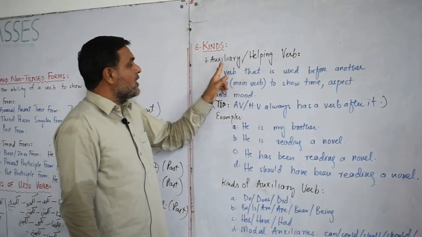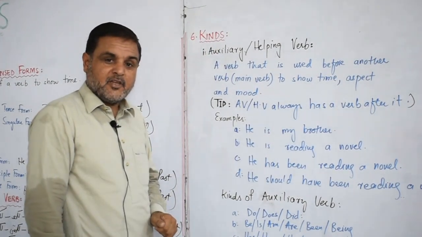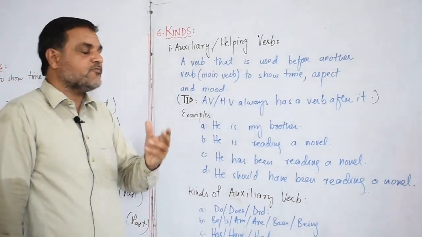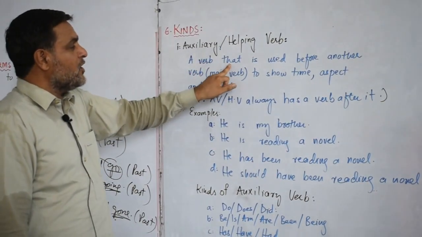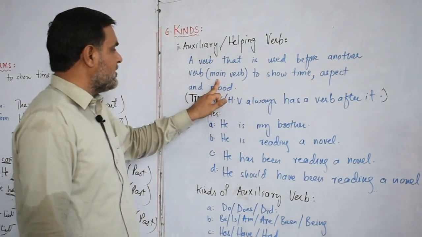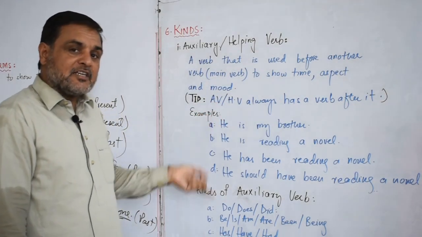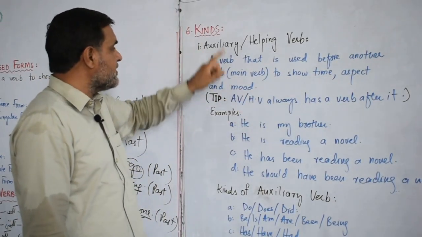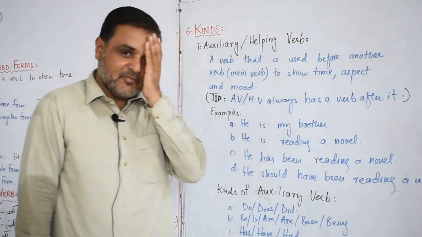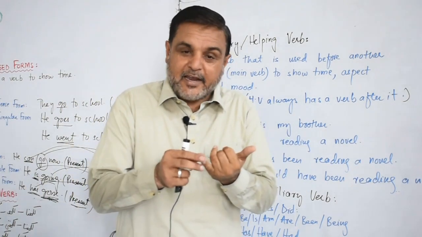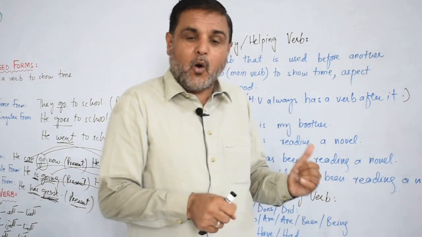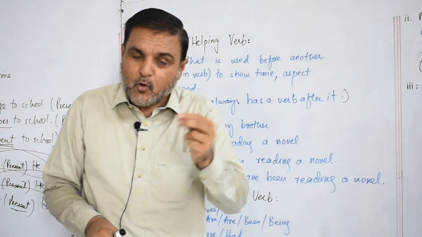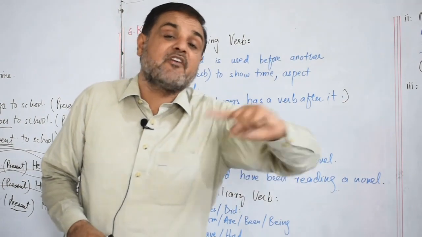The first one is auxiliary or helping verb. The first kind of verb is auxiliary or helping verb. What is it? Just for the sake of definition, a verb that is used before another verb, main verb. A verb that is used before another verb to show time, aspect and mood is called auxiliary or helping verb. One thing is for sure, an auxiliary verb by this definition always has a verb after it. An auxiliary verb or a helping verb always has a verb after it.